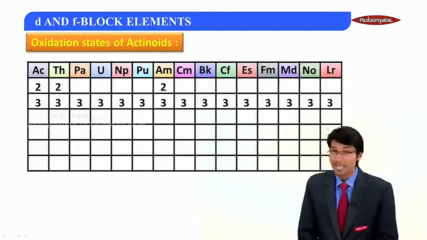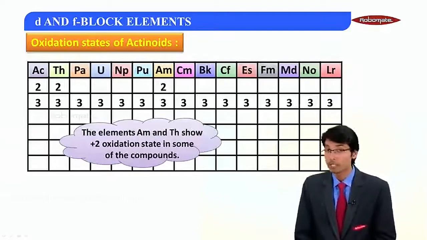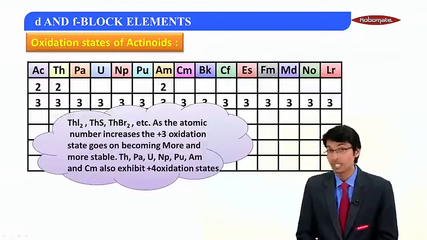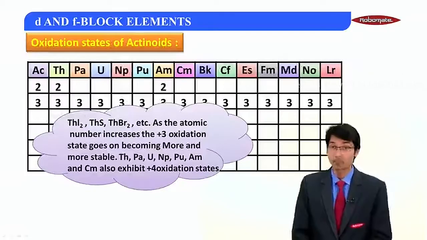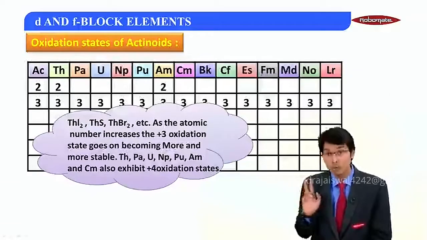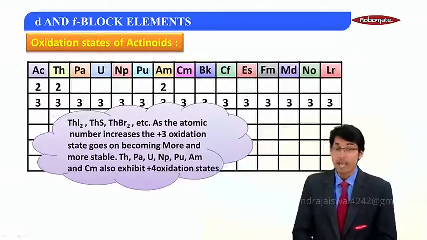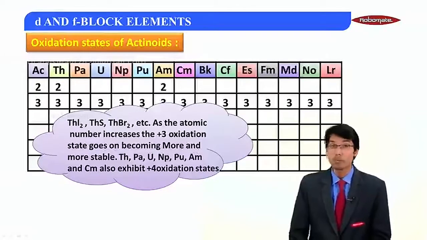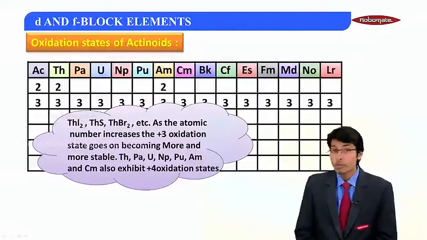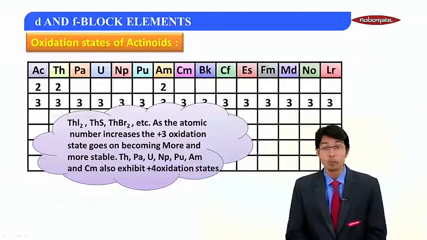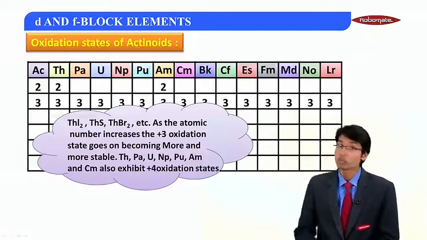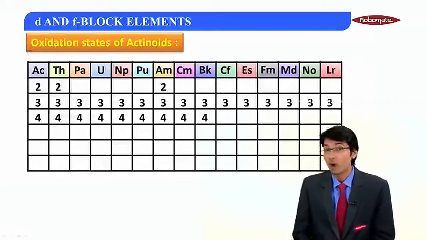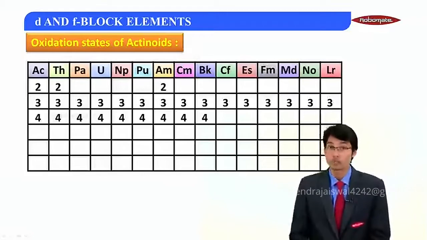But in case of actinium, thorium and americium, they also exhibit the +2 oxidation state, and the +2 compounds are iodide, sulfide and bromide. Can I say thorium iodide, thorium sulfide and thorium bromide? As the atomic number increases, the +3 oxidation state goes on becoming more and more stable. Thorium, protactinium, uranium, neptunium, plutonium, americium and curium also exhibit the +4 oxidation state. From actinium to berkelium, these elements exhibit +4 oxidation state.